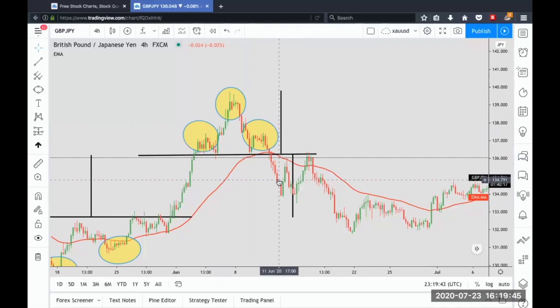So the main thing to pay attention to here is that it breached the neckline and then it held, and it went the same amount of distance from the head to the neckline. You place that on the neckline out to your take profit, and it's going to go the same amount of distance every time, guys.